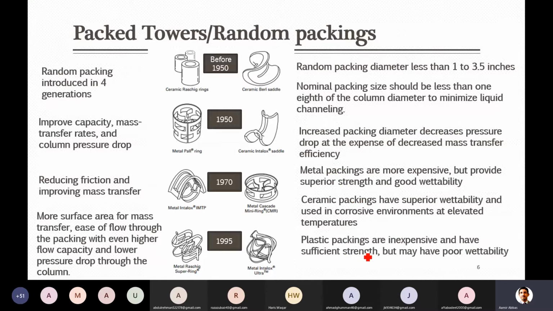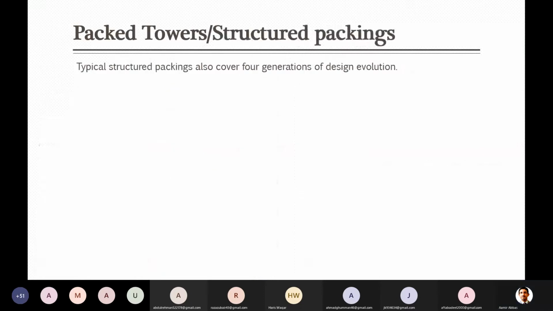So at the end there are the plastic packings. They are inexpensive because plastic is now widely produced in the world, and compared to metal and ceramic, plastic is cheaper. Due to this reason you see a lot of plastic things in your surroundings. They have sufficient strength, but definitely less than at least metals, maybe comparable to ceramic, but they have poor wettability. Their surface wetness is not good. So if you want to increase the mass transfer, it will be better to go for either metal or ceramic. So up to here, any question?